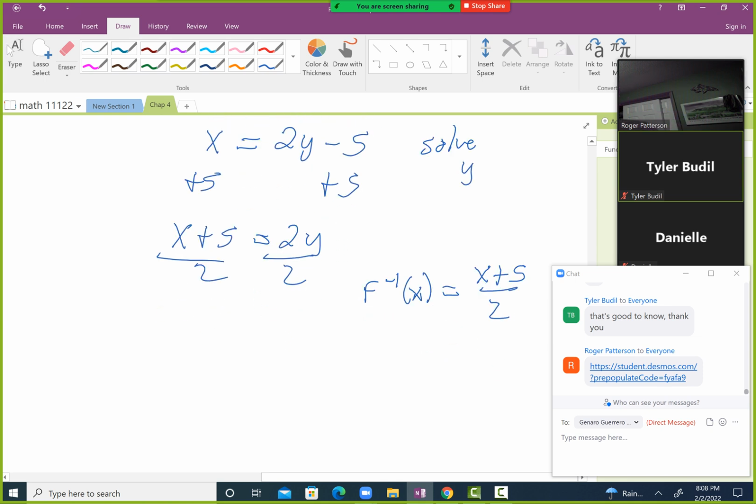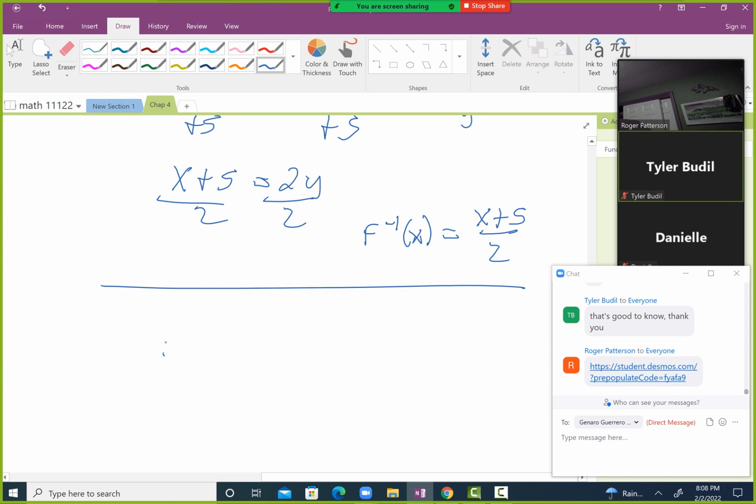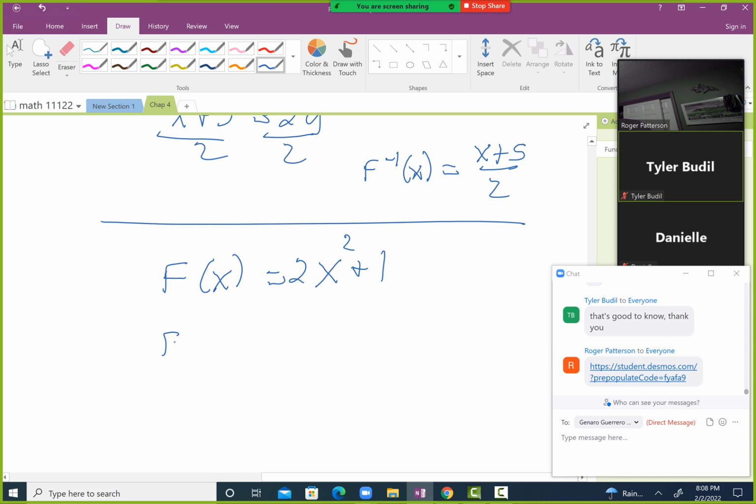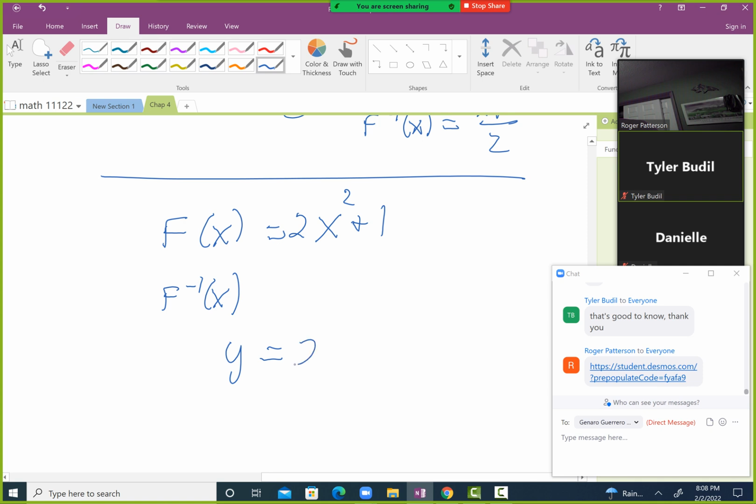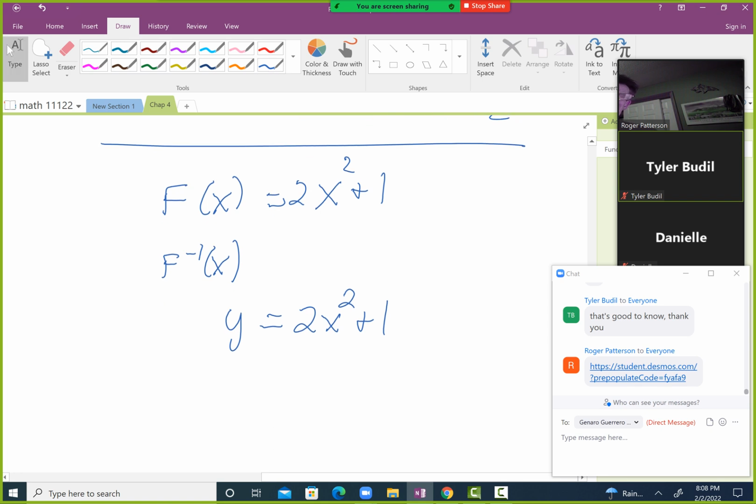So let's try another one. f of x, and this time I'm going to give you an x squared. Let's put a 2x squared, and we'll put a plus 1 at the end. And we want to find this. Now, this 2x squared plus 1 is a U shape, so we know it's not going to pass the horizontal line test. Watch what happens. So when we go like this, what are we going to do? Flip the x's and y's.